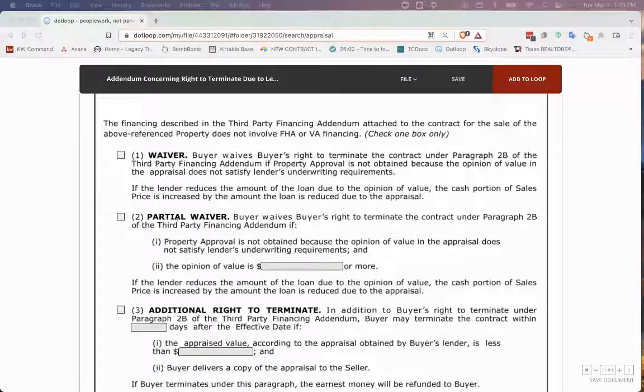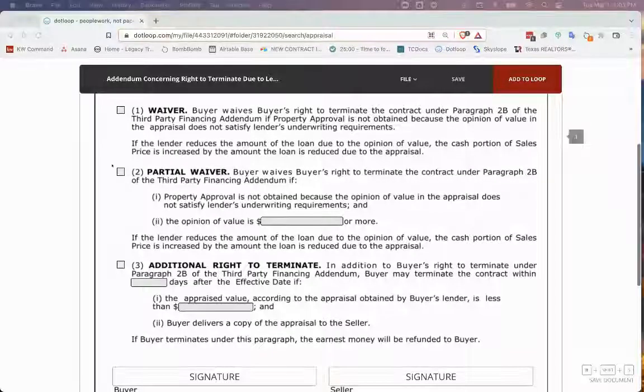Now, partial appraisal waiver means that the buyer is saying that if the home doesn't appraise, I'm willing to pay up to this amount, but if it doesn't appraise for this, then I can terminate the contract. So let's say your buyer is purchasing a $600,000 home. The contract price says $600,000, and maybe the buyer is willing to pay up to $20,000, but no more than that.